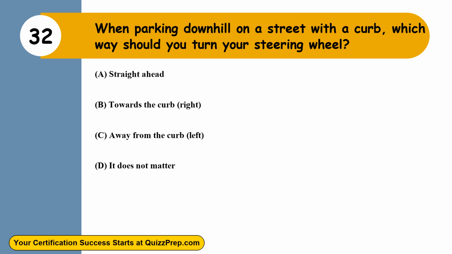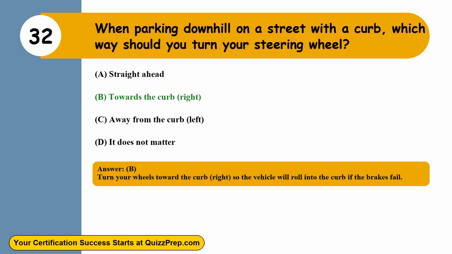Question 32. When parking downhill on a street with a curb, which way should you turn your steering wheel? Option A, straight ahead. Option B, towards the curb, right. Option C, away from the curb, left. Option D, it does not matter. The correct answer is option B, towards the curb, right. Turn your wheels toward the curb, right, so the vehicle will roll into the curb if the brakes fail.